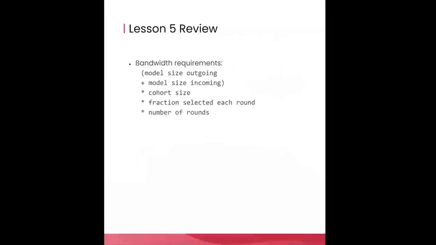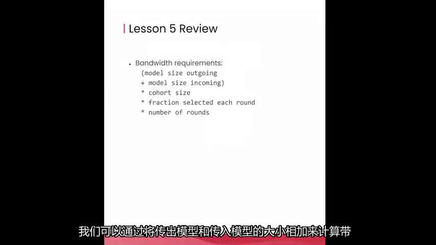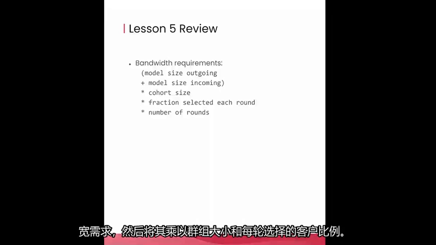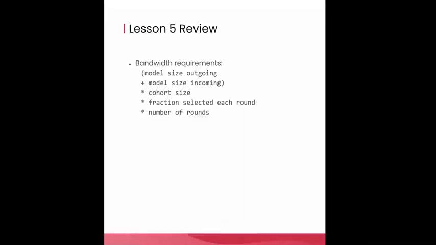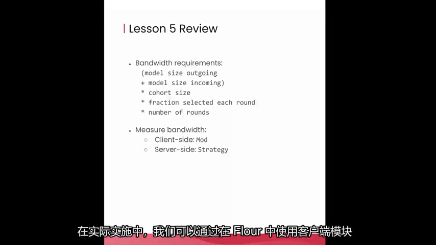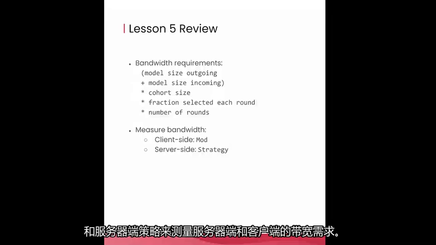Let's review lesson 5. We can calculate bandwidth requirements by summing up the size of the model that is outgoing and the model that is incoming. And we multiply that by the cohort size and the fraction of clients selected in each round. We also multiply that by the number of rounds to get the total bandwidth requirements for a single federated learning run. In a real-world implementation, we can measure bandwidth by using client-side mods in Flower and server-side strategies to measure the server-side and the client-side bandwidth requirements.